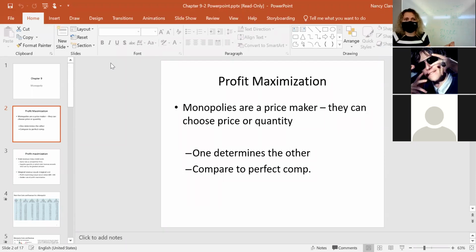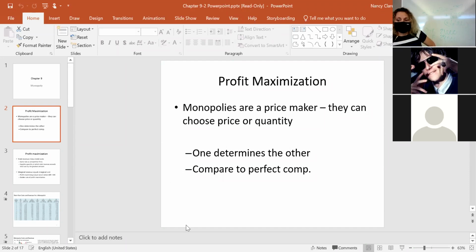Here's the thing, they still have some constraints. You can't pick a price and a quantity. They come as a set. They come as a point on the demand curve. You can choose a price and take the quantity that goes with it, or choose a quantity and accept the price that goes with it. But you can't just choose some random price and quantity, right? That doesn't work. It has to be something along the demand curve, or it just doesn't make sense, okay?